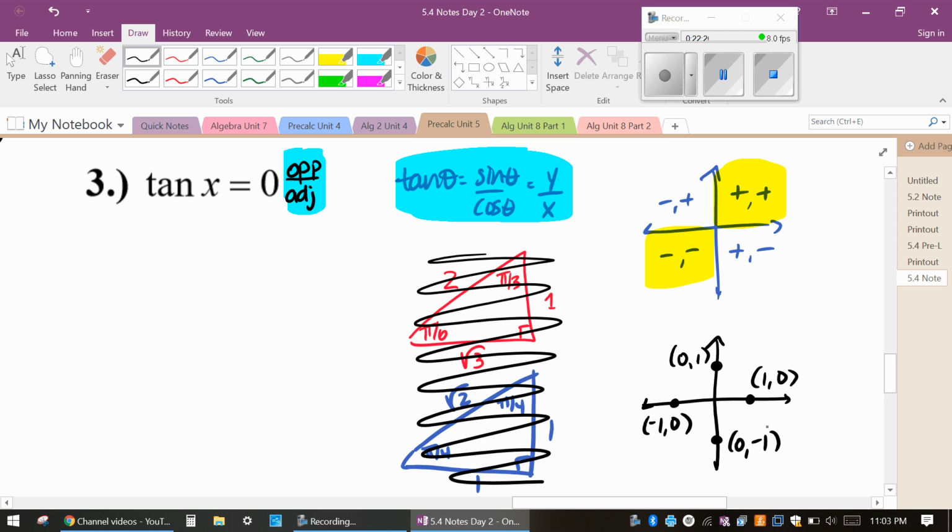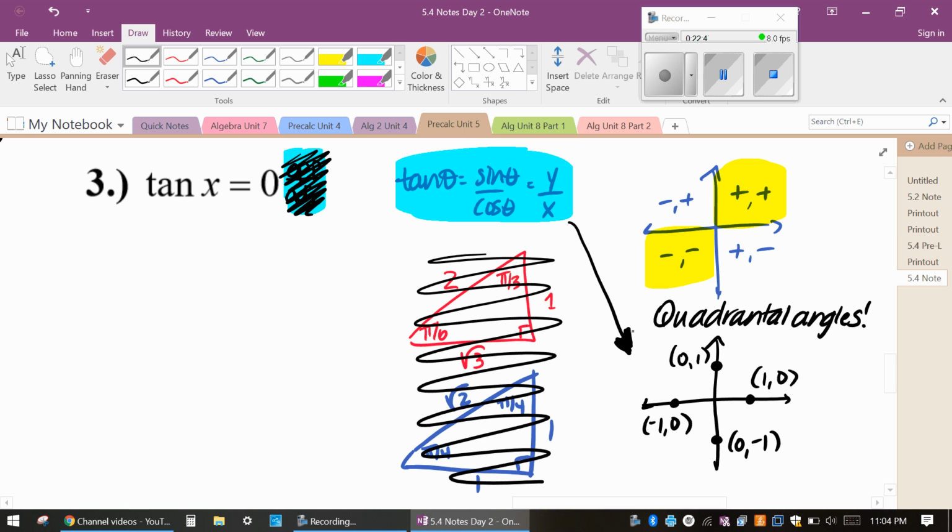Which of these, so remember, opposite over adjacent didn't work with any of the triangles. So if it doesn't work with the triangles, that means it's a quadrantal angle. Quadrantal means it lands exactly on the x or y axis. Which of these ordered pairs, if I take y and divide it by x, would give me 0? There's two of them. There's this one and this one.